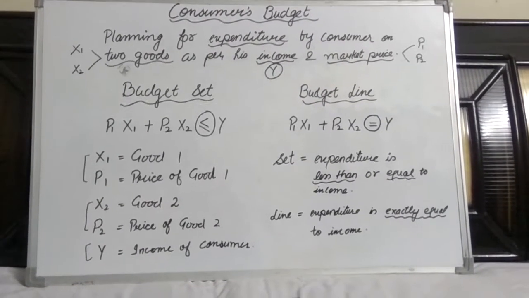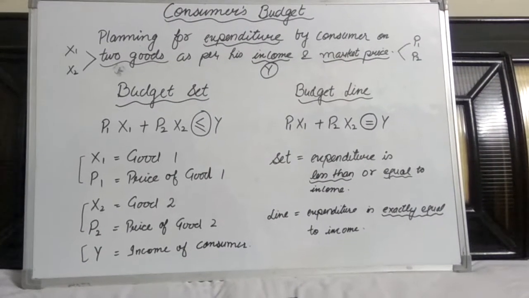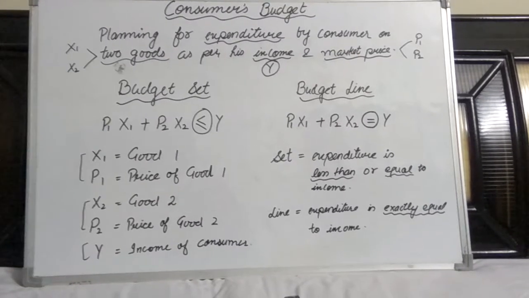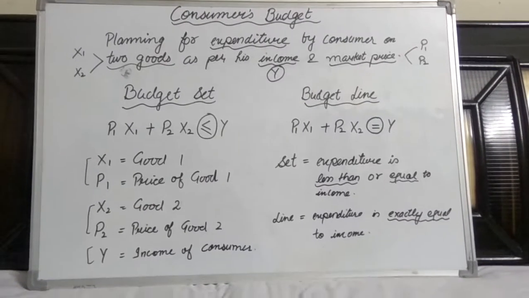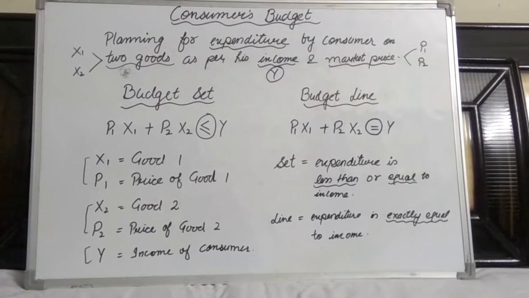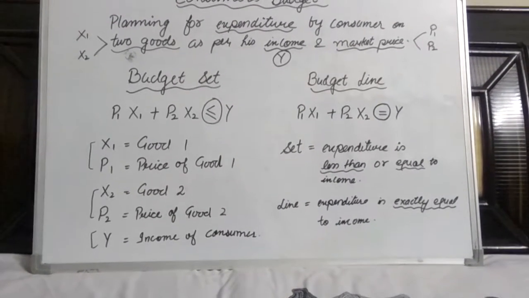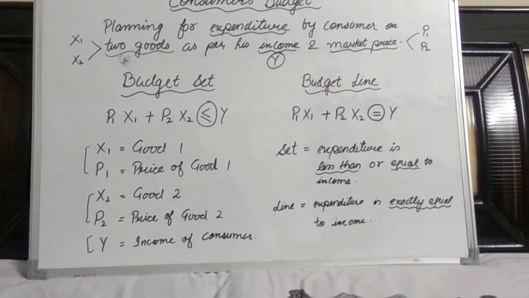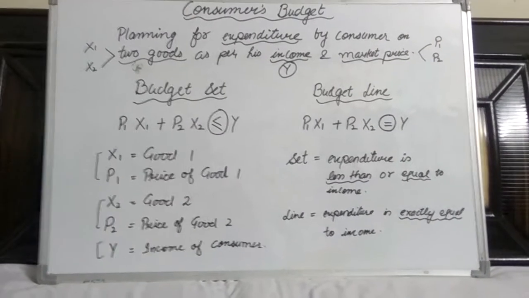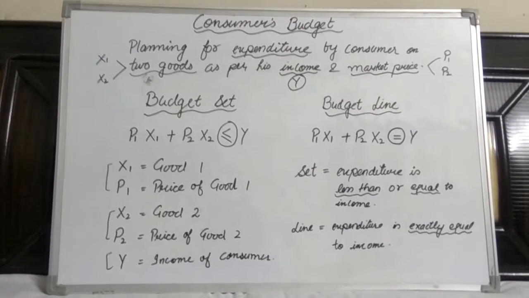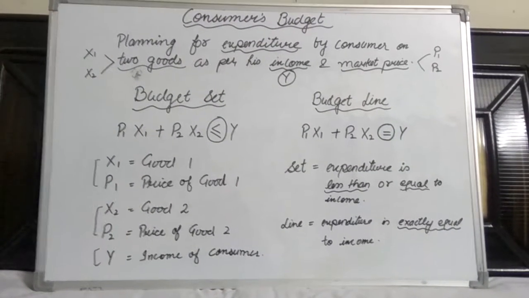Here P1X1 plus P2X2 is equal to income. It means the expenditure done by the consumer on two goods according to their price level should be equal to the income. Here we revise the same. Under the budget set, the expenditure is less than or equal to the income of the consumer. And in the case of budget line, what we have discussed is that expenditure done by the consumer on two goods is exactly equal to the income. For the study of consumer budget, we'll go for budget line and we'll try to plot that on a graph.